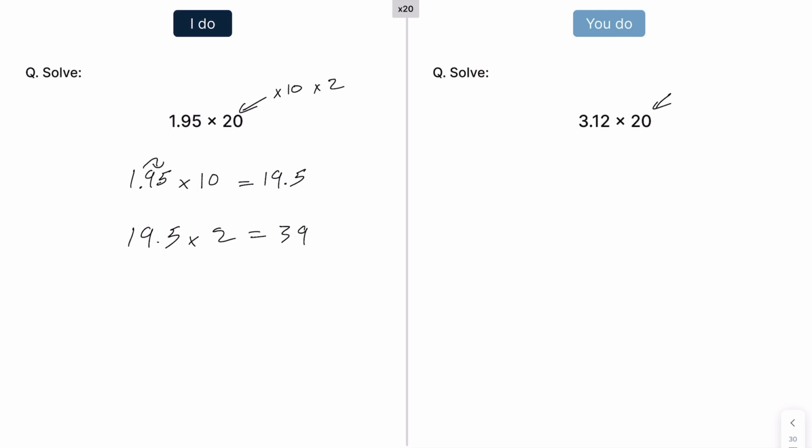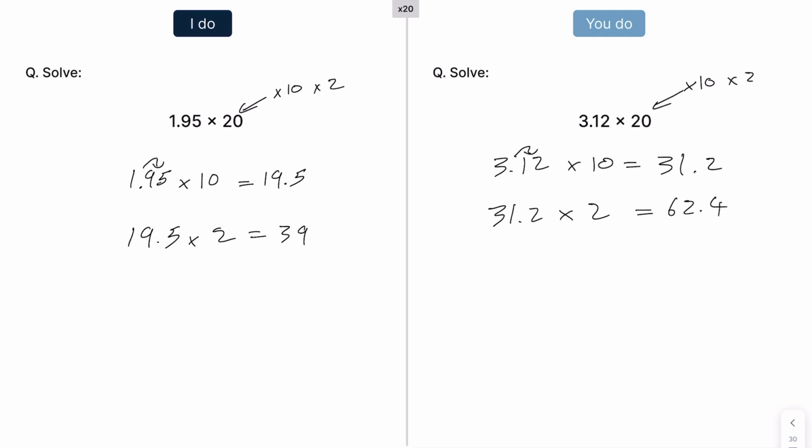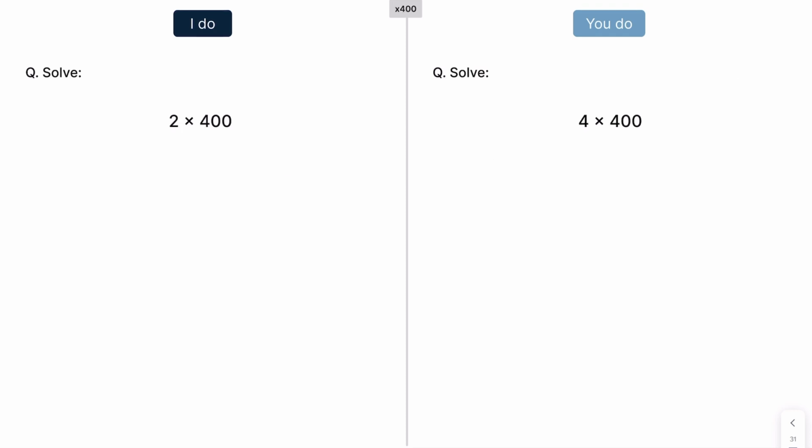Okay, so in this next one, we have, again, we're going to have times 10 times 2. So we have 3.12. I'm going to times that by 10. And that becomes 31.2. So I've hopped the decimal 1 to the right, 31.2 times 2. So I can almost think of this as 31. If you double 31, you get 62. So that would become 62.4 there.